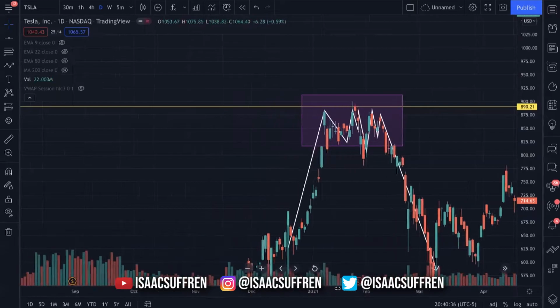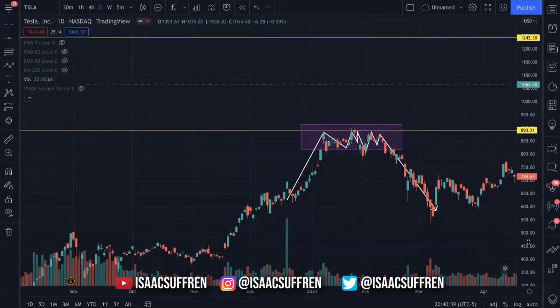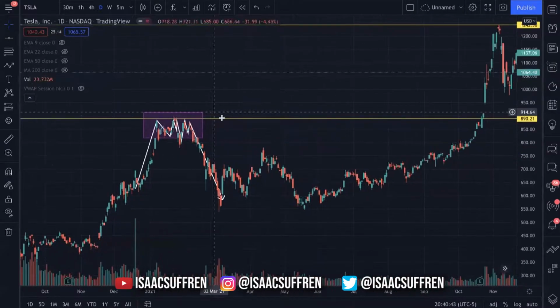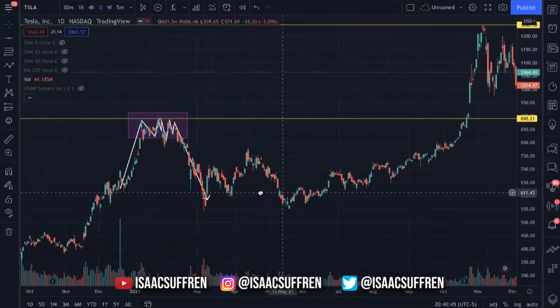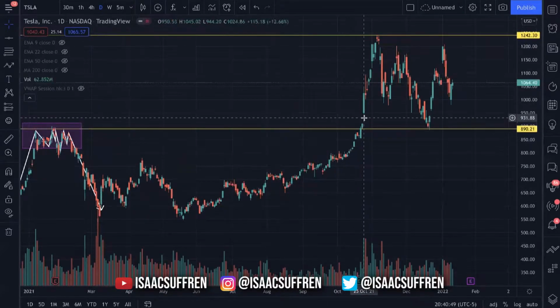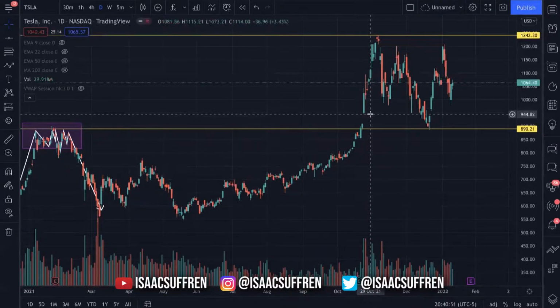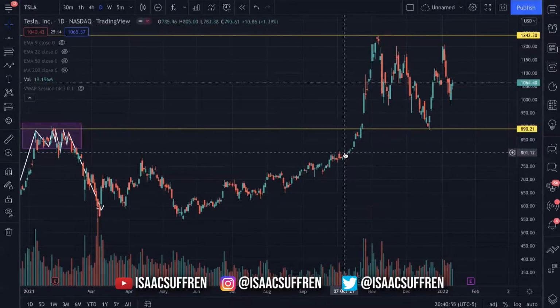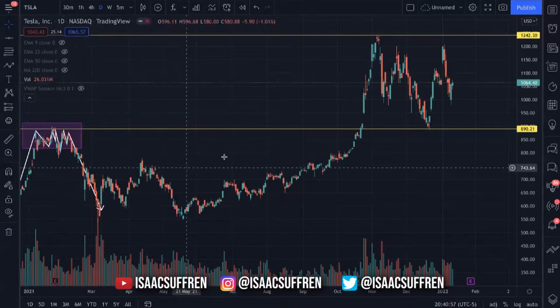So let's go ahead and zoom out just a little bit to see what happened in the future. As you can see, we have the 890 level. Tesla had some price action, and then eventually we had a break of the 890 level. What does a break mean? A break is when a previous resistance level is no longer a resistance level anymore.